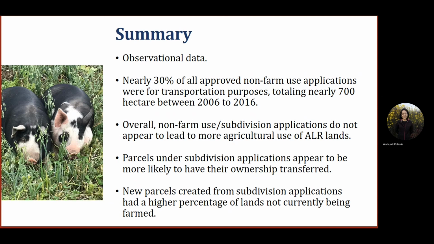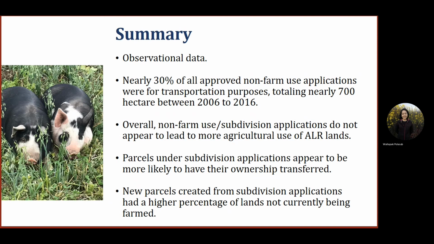And the next point is that parcels under subdivision applications appear to be more likely to have their ownership transferred. That also makes sense: if you're a farmer and you want to retire and subdivide your land to give to your children, then you have to do that. So the ownership will be transferred after you subdivide, but we can't say much more because we don't really study the purposes of these subdivisions, or what they've done with it, or who the ownership has been changed to. So again, further studies could be needed here.